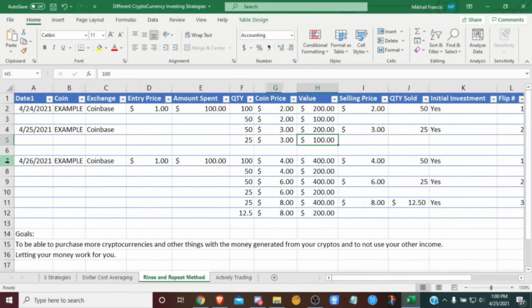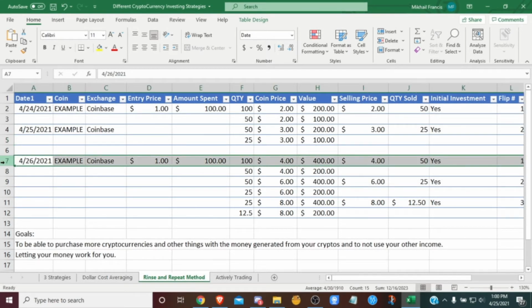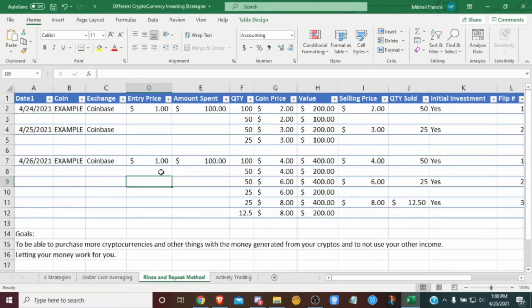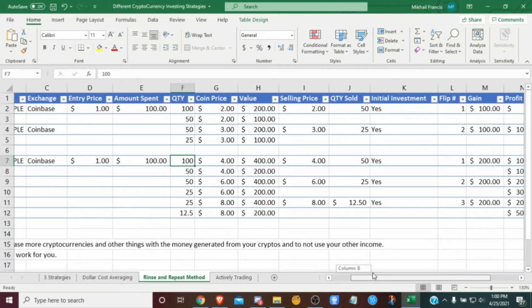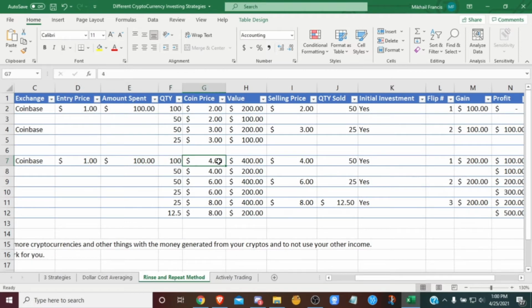Now let's take a look at line 7. Line 7 is different because instead of selling half your stash when you 2x, from $1 to $2, you could decide to sell half your stash when the price 4x's from $1 to $4. So take a look down here, line 7. You got in when the price was $1. You put $100 in. That leaves you with a quantity of 100. Now, if the coin price goes up to $4, you just 4x'd your initial investment of $100. So now you're sitting at $400.